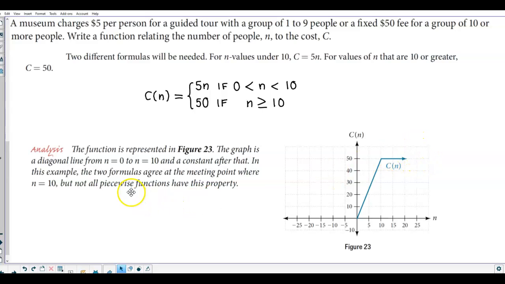So in this example, the two formulas agree at the meeting point where n is equal to 10, but not all piecewise functions have this particular property.